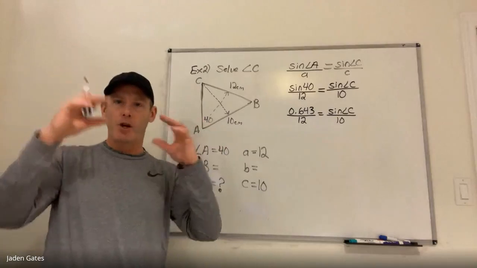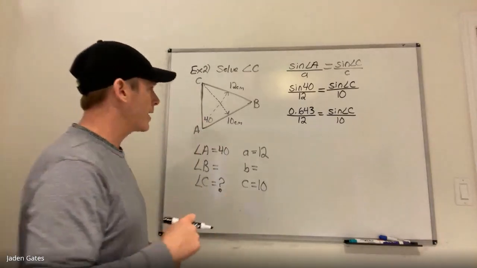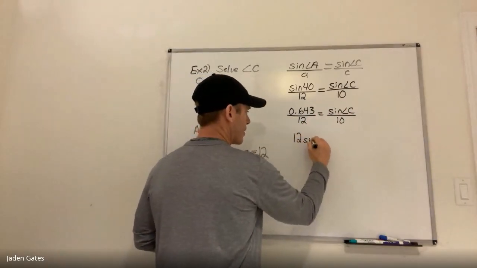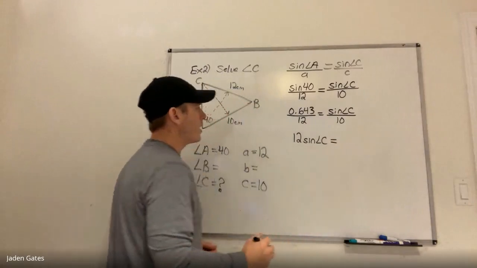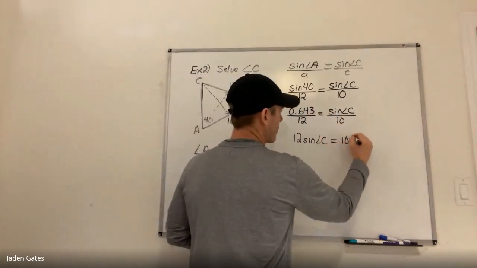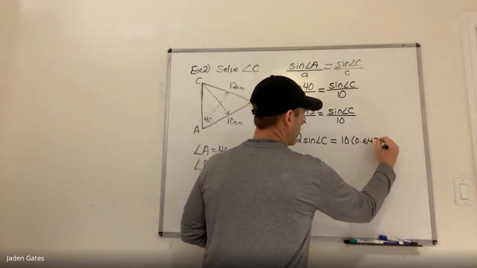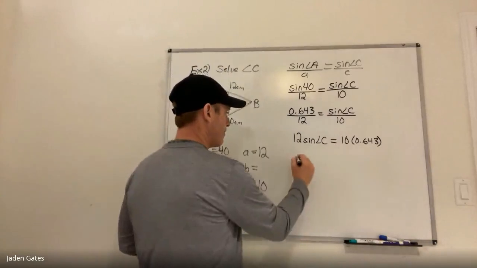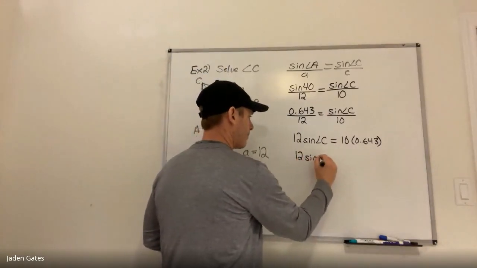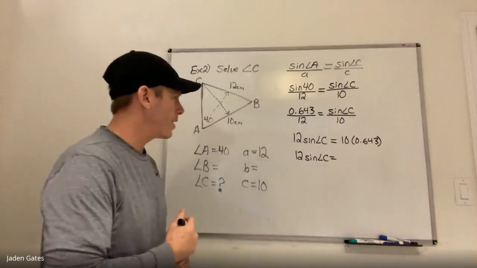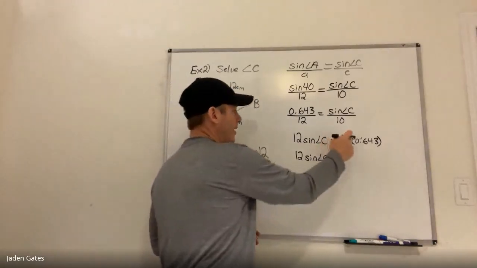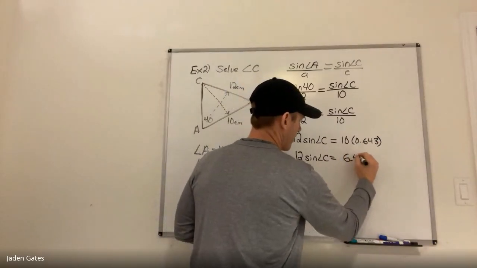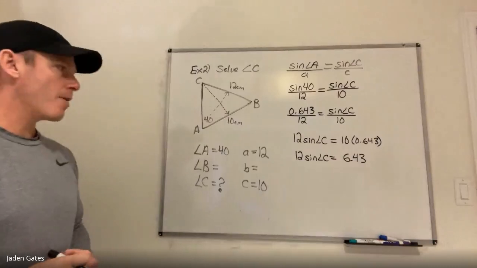I have a fraction equaling a fraction. So to get everything all straightened out and get rid of fractions, I'm going to cross multiply again. So I'm going to go 12 times sine C, sine angle C, I should say, same thing. Then I got 10 times 0.643. All right, well, what can I simplify? I can simplify this right here. So 10 times 0.643. Again, anytime you multiply by 10, you're going to move the decimal one to the right. So it's going to be 6.43.